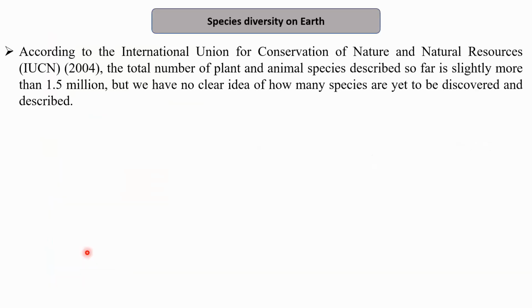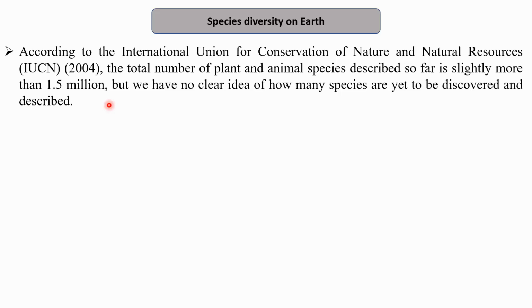So what is the species diversity on Earth? The record is maintained by IUCN. According to IUCN, the International Union for Conservation of Nature and Natural Resources 2004, the total number of plant and animal species described so far is slightly more than 1.5 million. But obviously, we have no clear idea of how many species are yet to be discovered and described.